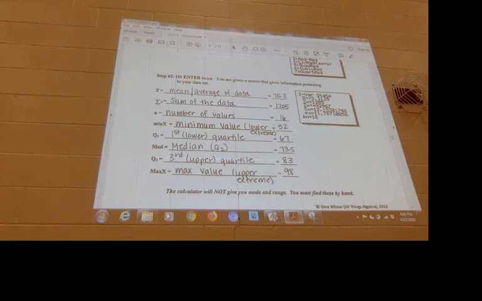This is the sum symbol. Remember my shirt, I ate some pie and it was delicious? It used this sum symbol. That's the sum of the data. What does sum mean? Add. It added all the data for you. So they got 1205 when they added it. The n stands for the number of values you entered. So you entered 16 values. The min x is your minimum value or your lower extreme. Q1 is your quartile one. Median is next, and you're going to be scrolling down because it's going to give you all sorts of data.